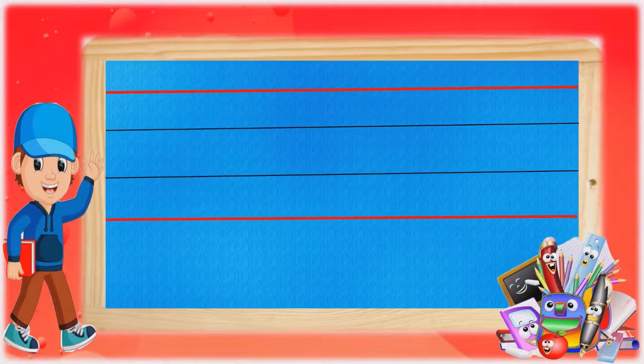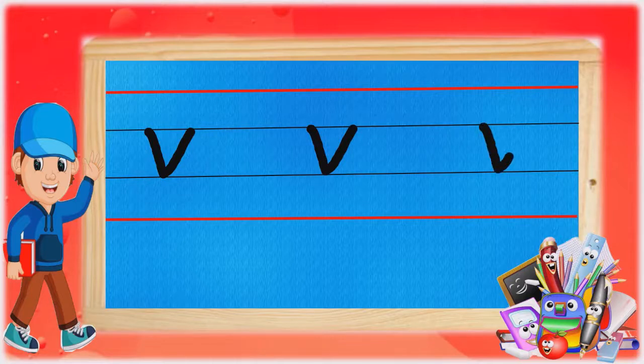Now we will write small v. A small slanting line with another small slanting line makes v. Again we write a small slanting line with another small slanting line makes v.